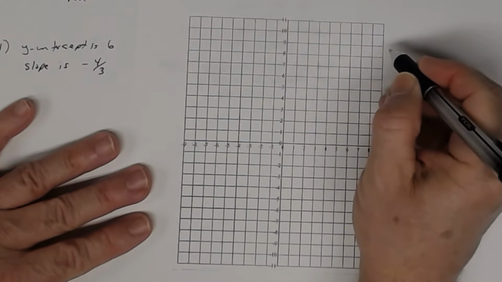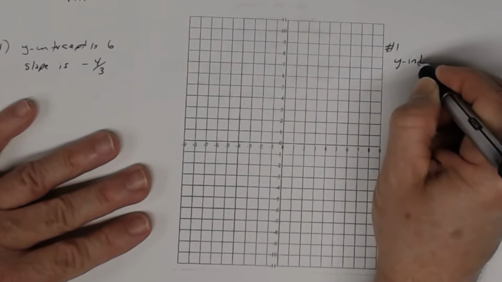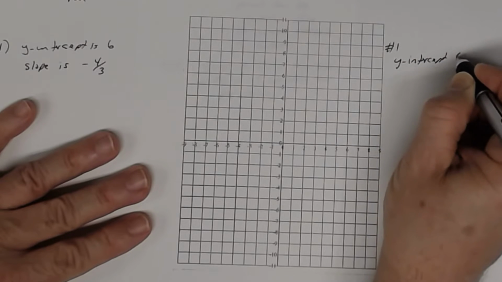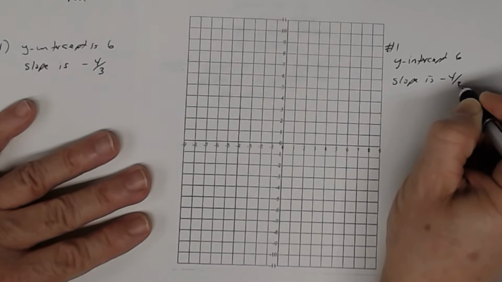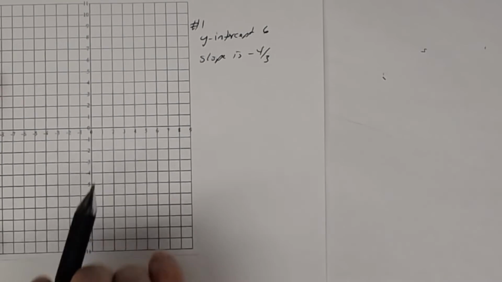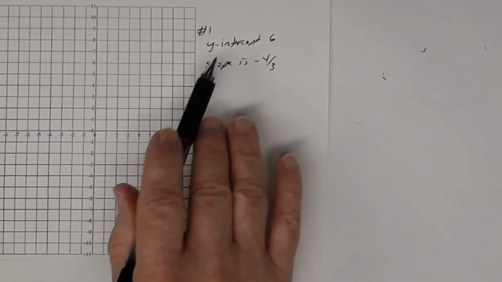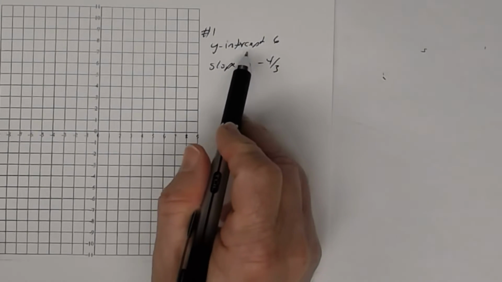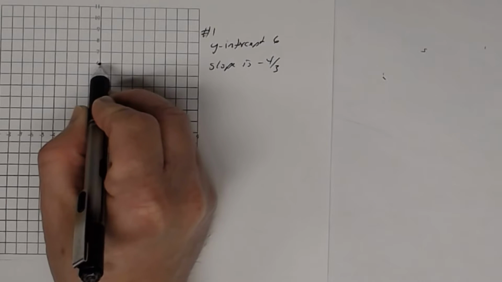All right, so this is going to be number 1. And remember, the y-intercept is 6, and the slope is -4/3. Okay, so listen carefully to this. Remember, to graph a line, you need 2 points. I know one of them. One of them is the y-intercept. So let's go ahead and plot the y-intercept. The graph's going to cross the y-axis at 6. So here's one of my points, at 6, right here.